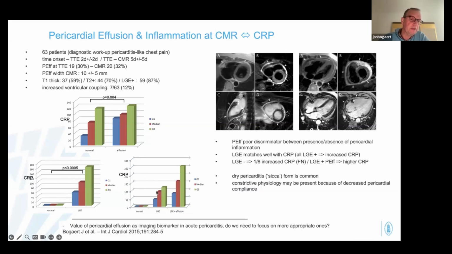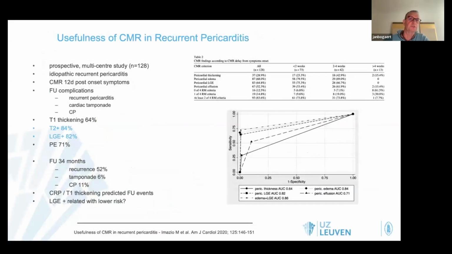And in the next step, if you divide the patients with pure late gadolinium enhancement without effusion, these can be considered the dry pericarditis or the Zika forms, and compare them with the ones with an effusion. You see that the ones with late gadolinium enhancement and effusion have significantly higher CRP values than the ones that have only late gadolinium enhancement.